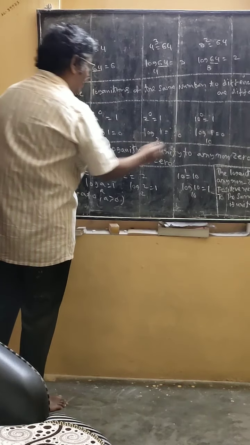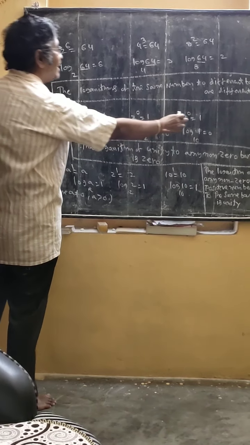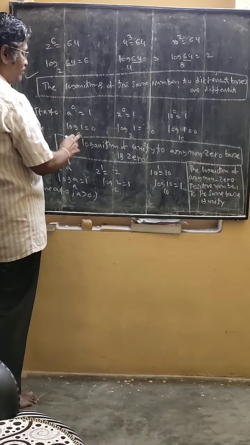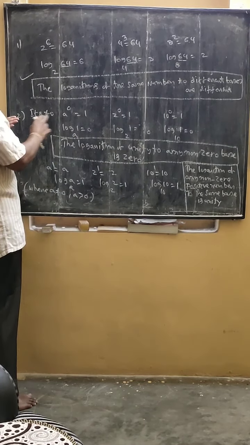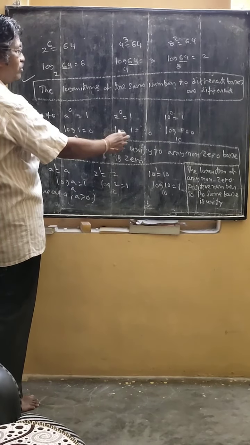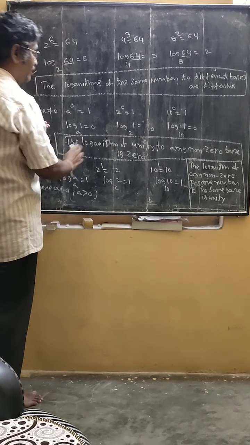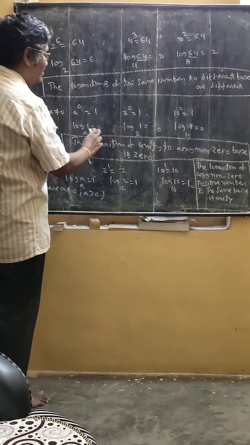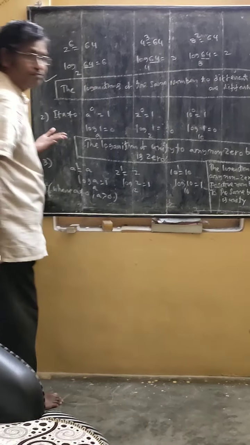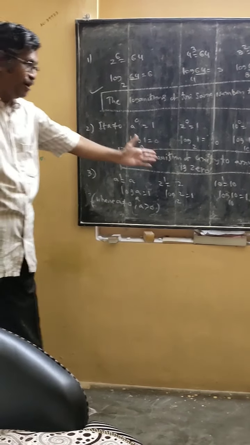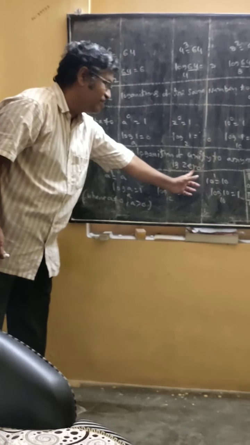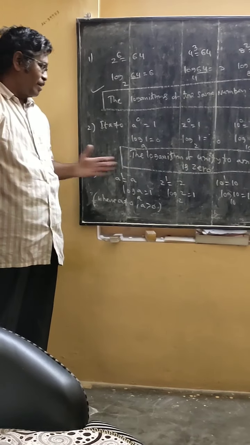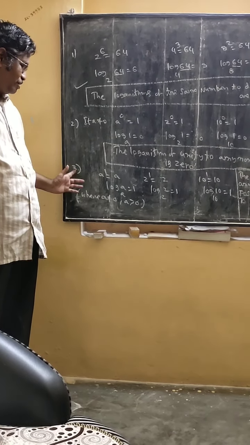1. Logarithm of unity to any non-zero base. Here the base is a, and a is not equal to 0. Here 2 is not 0, 10 is not 0. So the logarithm of unity to any non-zero base is how much? 0. The logarithm of unity to any non-zero base is 0. Log 1 to the base 100 is also 0. Like that. Let us come to the third one.